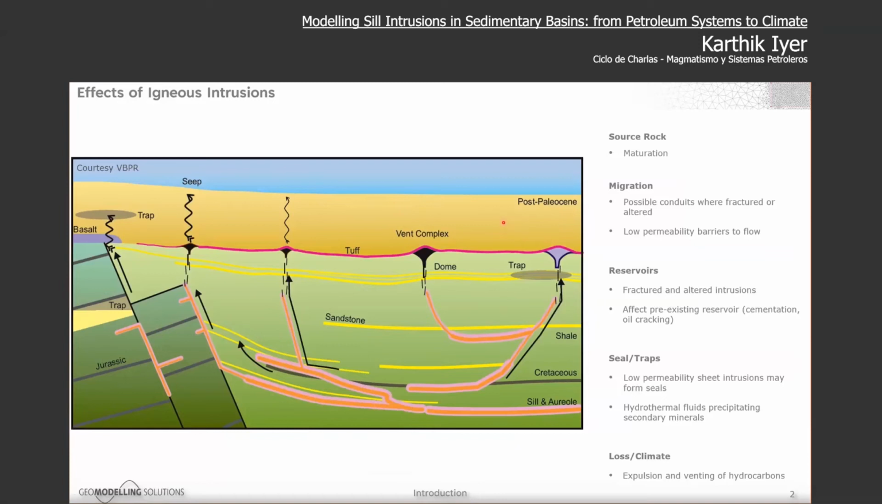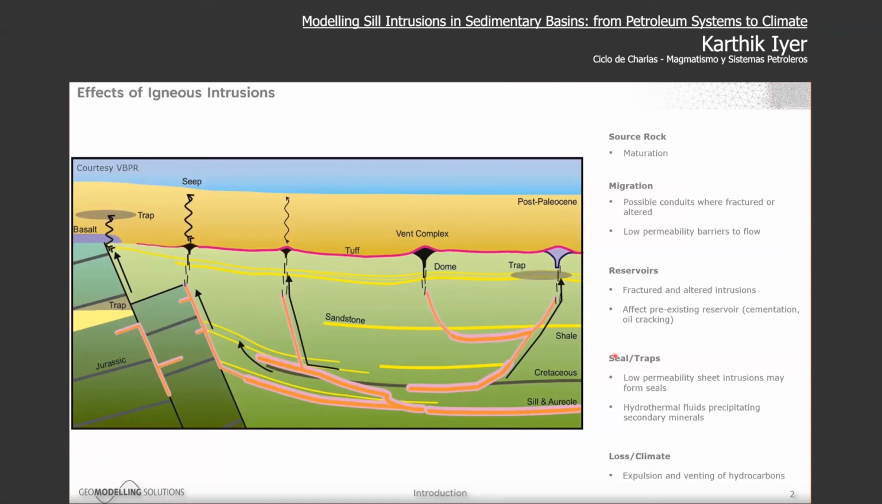So where was I? Yes, reservoirs. And if there's a pre-existing sandstone reservoir nearby, close to a sill here, for example, if it already contains hydrocarbons, for example, oil, the heat generated by the sill will crack that oil to form gas. So that can change your system again.